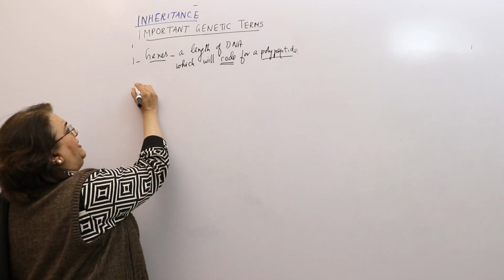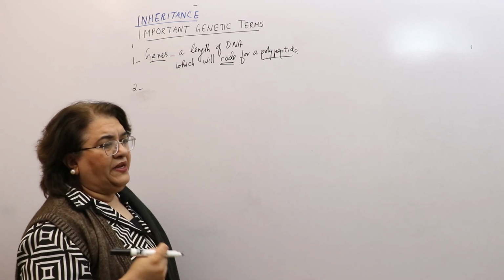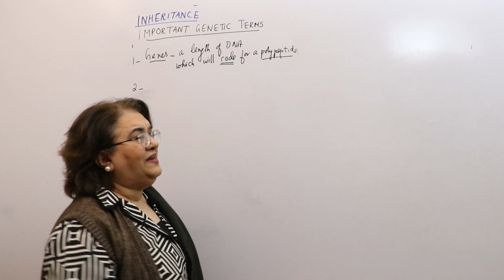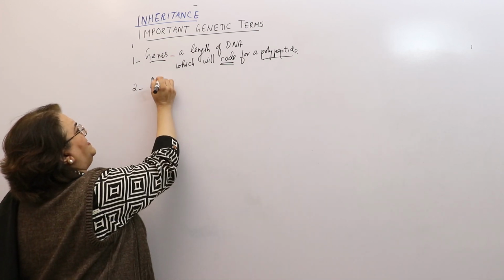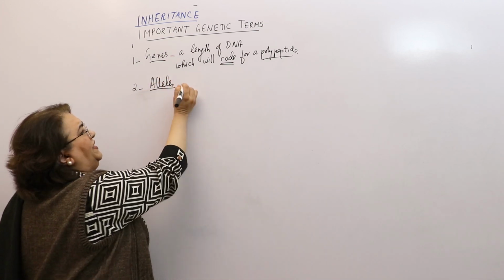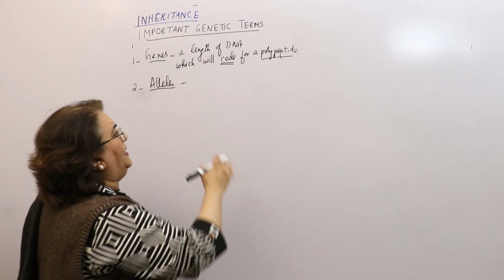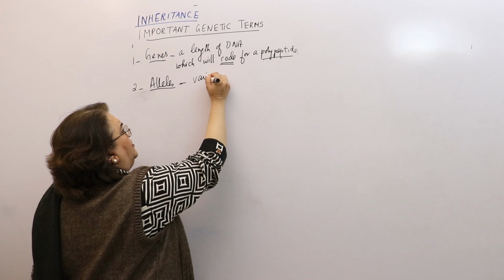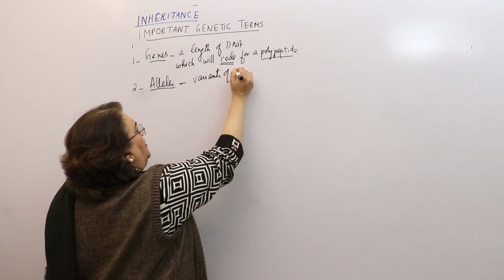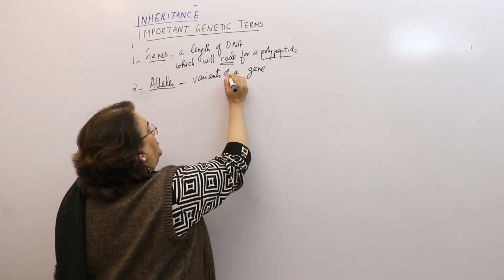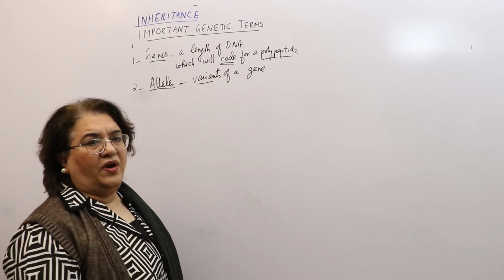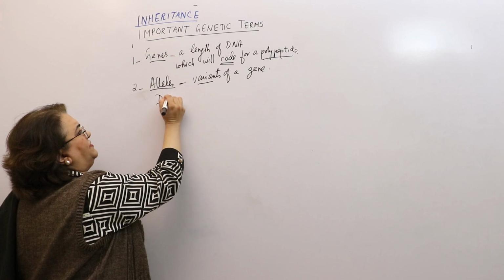Now, in any cell, there will be 2 copies of every gene. And what are these termed as? They are termed as alleles. How do I define an allele? Alleles are what we say variants of a gene.